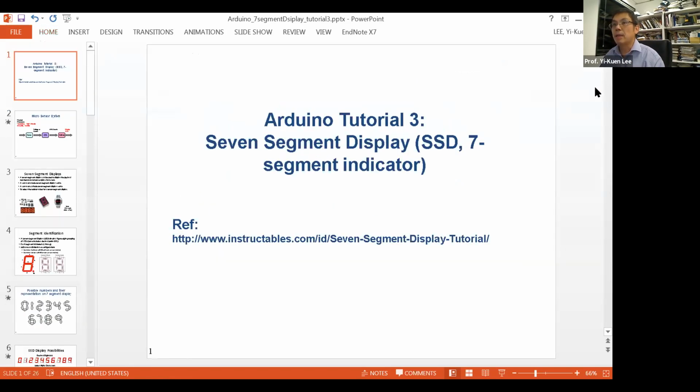Today I show you one quite important project. This is a 7-segment display. We have talked about several projects in the Arduino tutorial: first the LM35 temperature sensor, then the photocell light sensor, and then the LCD. Today I will show you another important component we call the 7-segment display, sometimes called SSD. Here I just give you a brief introduction.